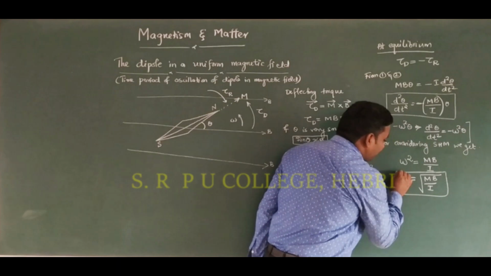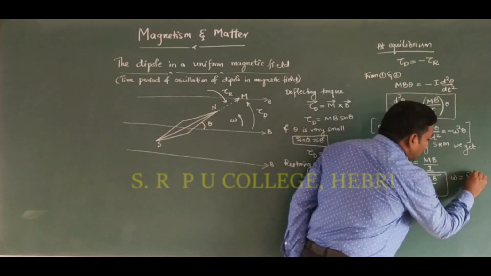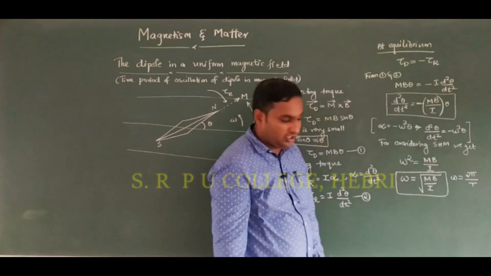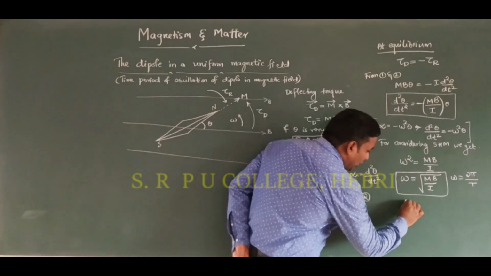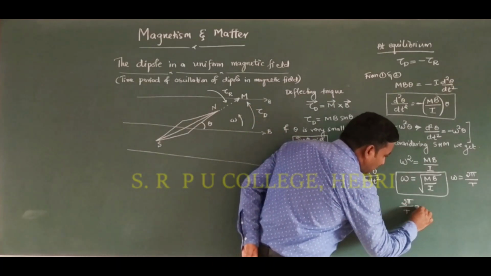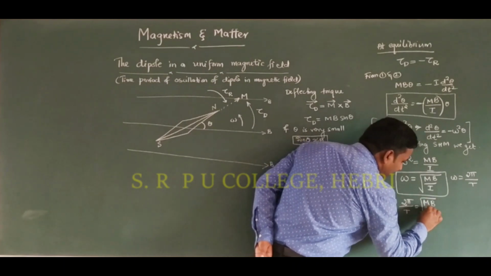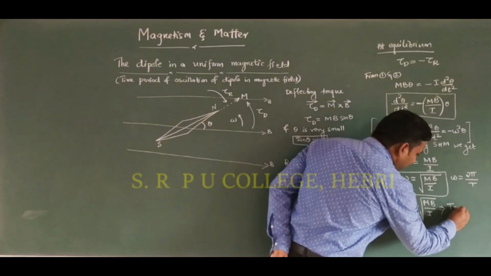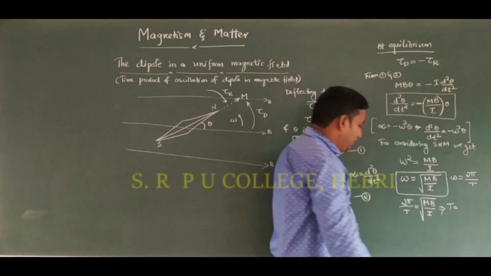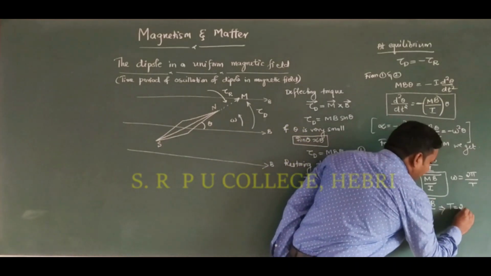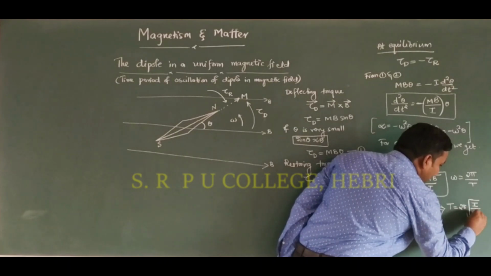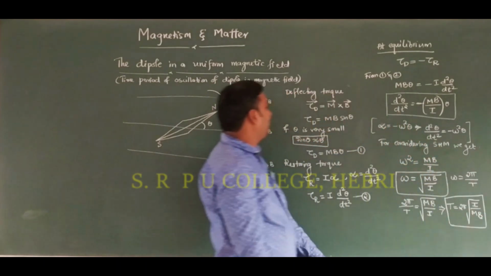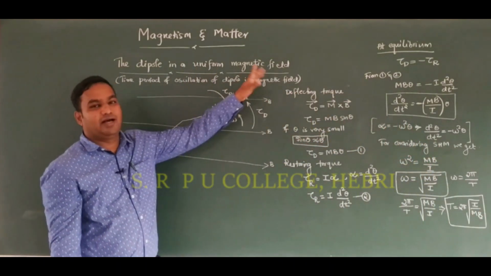But you already know that omega is equal to 2 pi divided by T. Substitute here. We get 2 pi divided by T is equal to the square root of MB divided by I. Further simplification gives the time period T is equal to 2 pi into the square root of I divided by MB, which is the formula for the time period of oscillation of a dipole in a magnetic field.